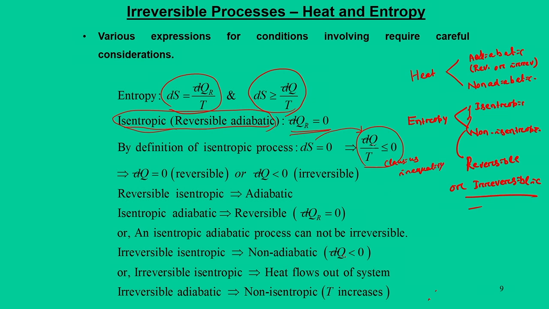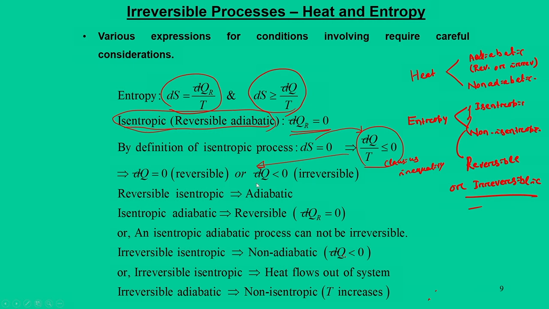However, this equality sign will hold good if the process is reversible. So, what are the consequences of an isentropic process, because an isentropic process does not talk about heat transfer. From this analysis we can say that if dQ is equal to 0, the process is reversible, or dQ is less than 0, the process is irreversible. That means, from these expressions we have two possibilities, either dQ is equal to 0 or dQ less than 0.